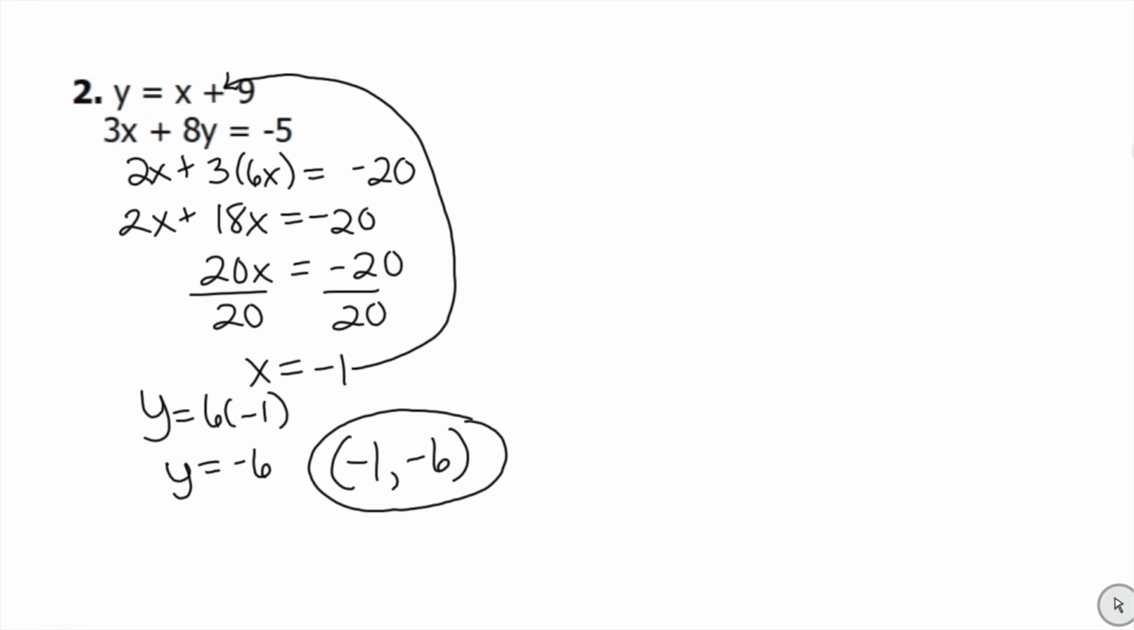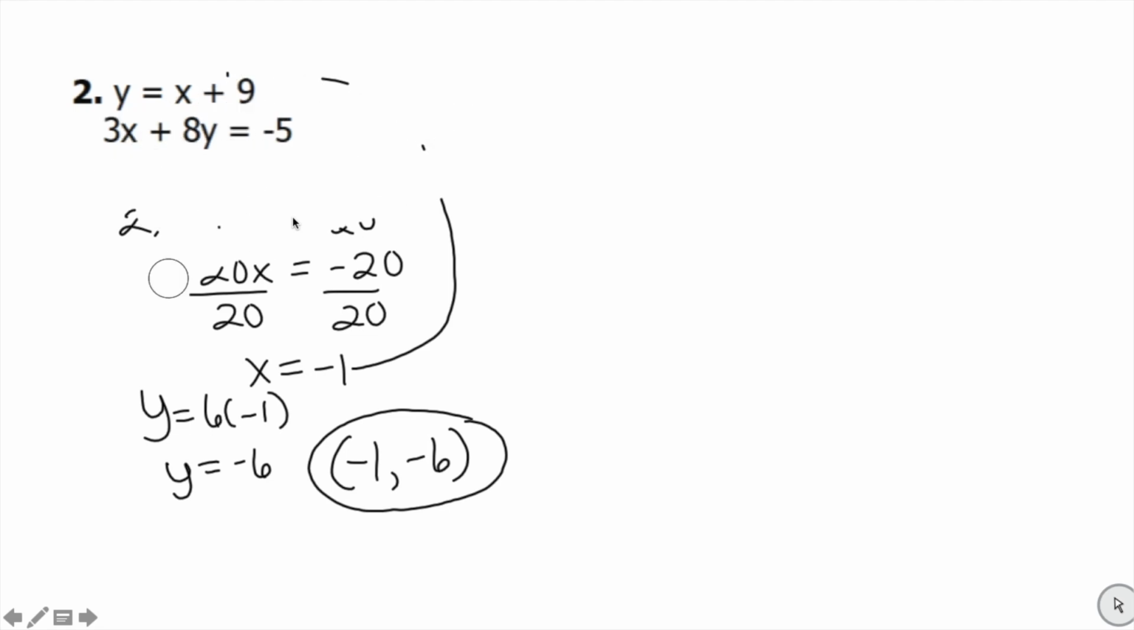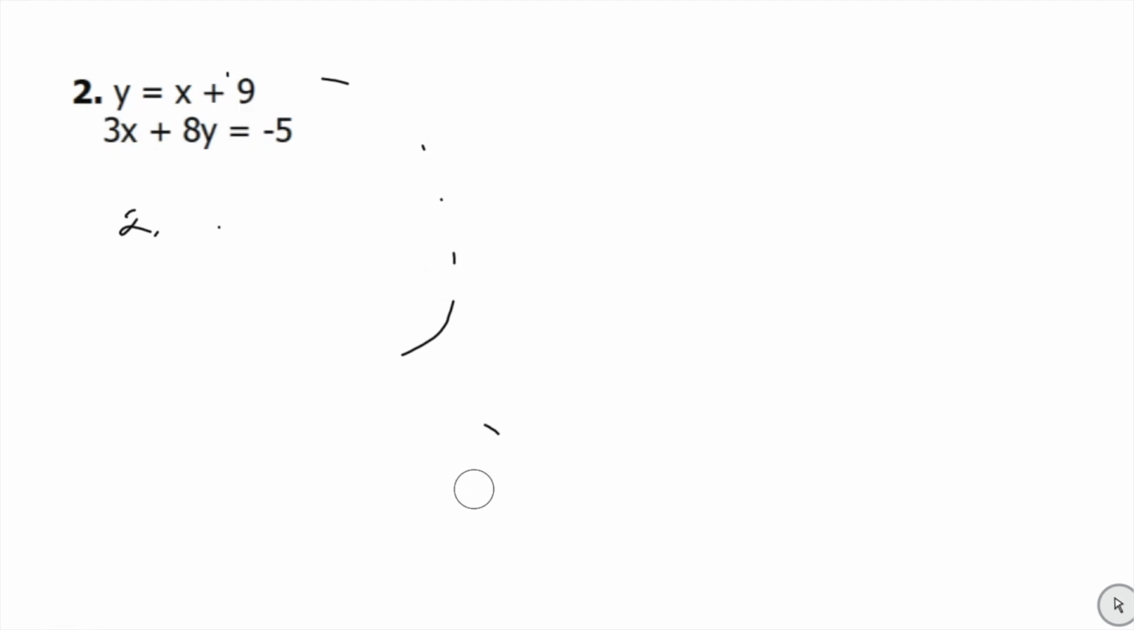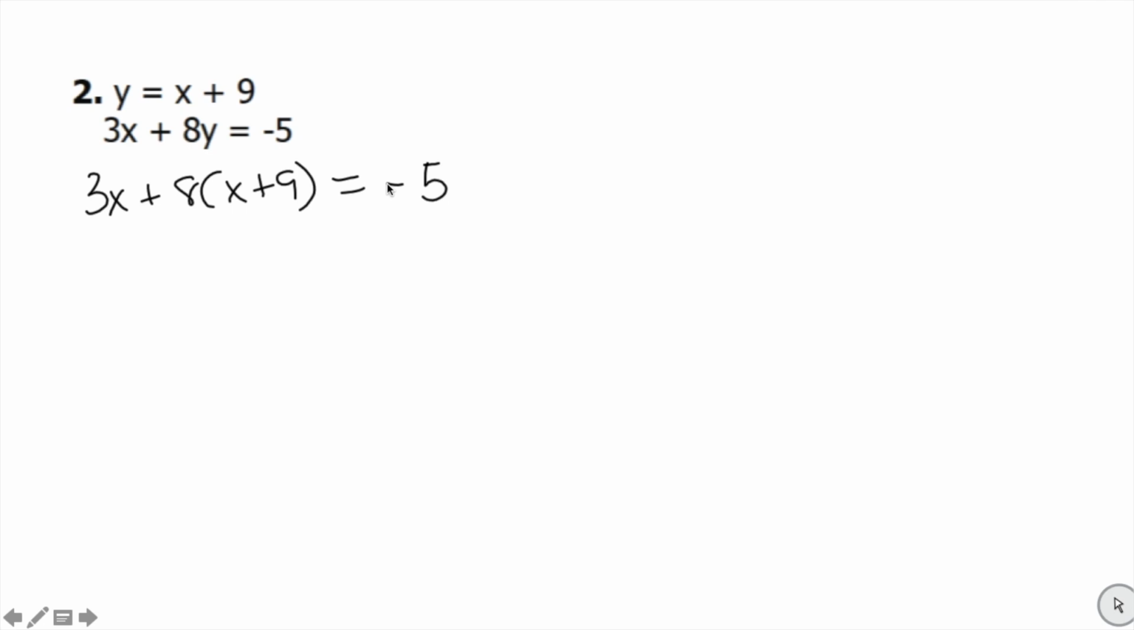All right, for the next one, I'm going to have to delete all of this. Same thing, except number 2... actually we have y equals, I'm sorry. So we can take x plus 9 and plug it into wherever y is here. So we have 3x plus 8 times x plus 9. Again, we're just taking what y equals from the first equation and putting it into where y is in the second equation by substituting it in.